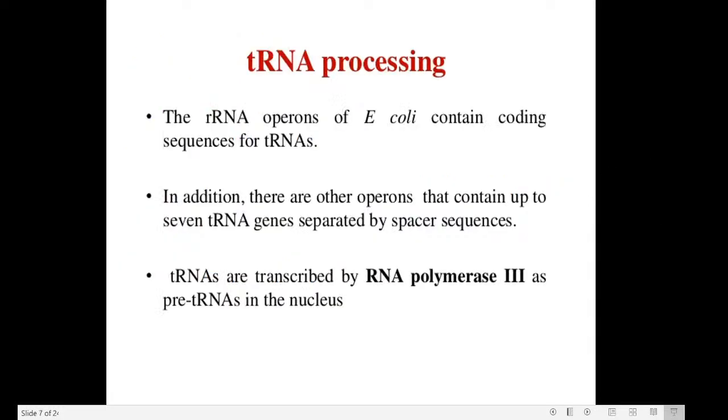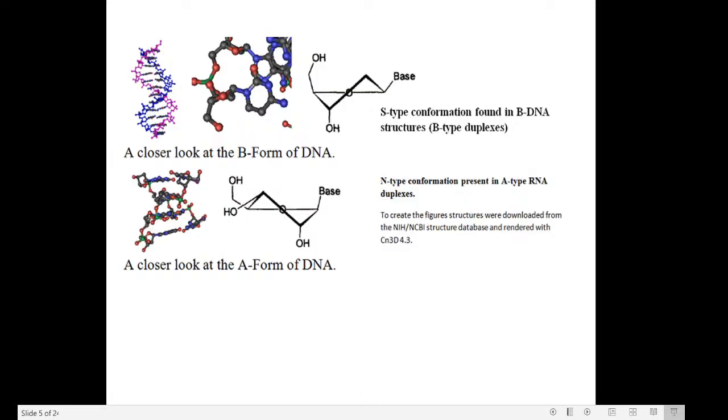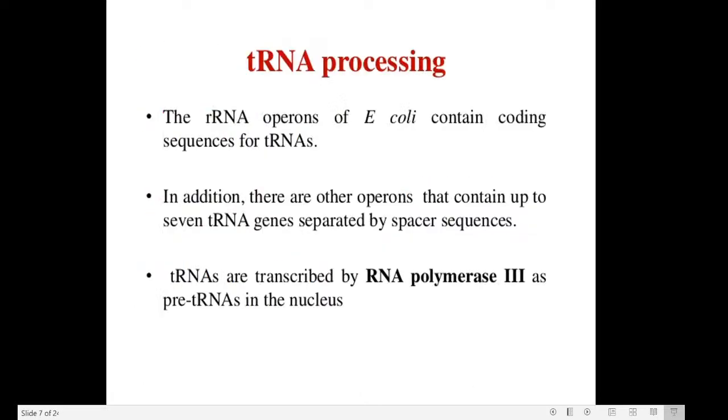Okay, DNA processing, tRNA processing. Once I confirm this, the RNA is called the A form, because it is right-handed with a hollow center, so it is called the A-RNA. Previously we discussed tRNA, RNA and the A form of the conformations of DNA.